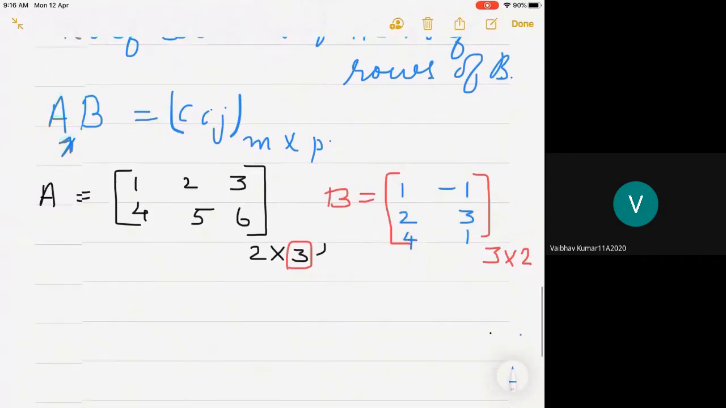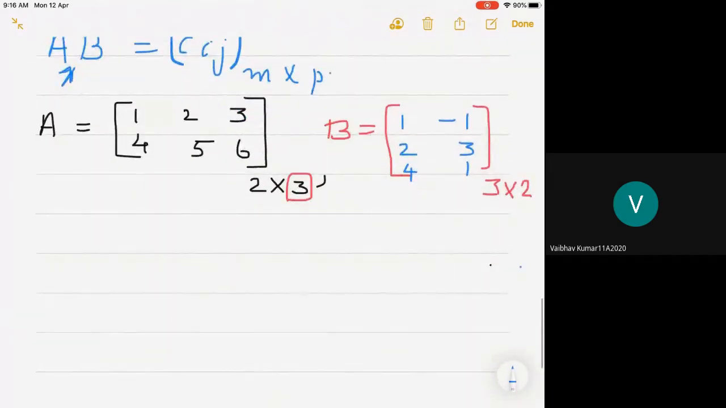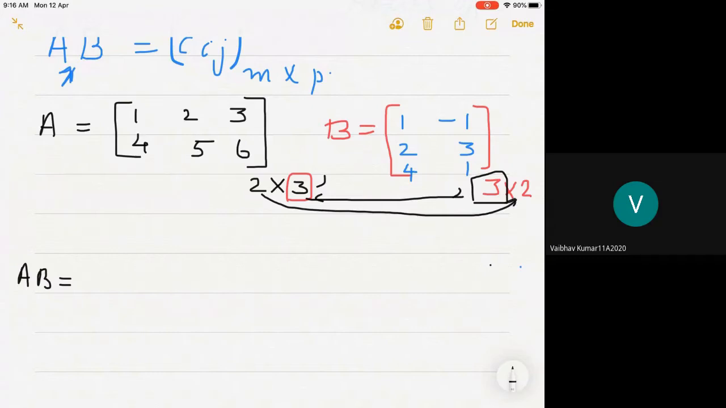So I am taking 3 by 2. Then what will be the order of the product matrix AB? This 3 will get absorbed, and the product matrix will be of order 2 by 2. So there will be 2 rows and 2 columns.